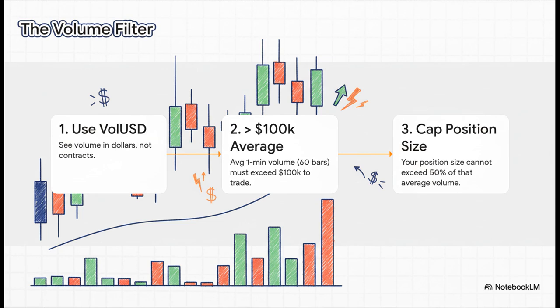1. Switch your indicator to vol USD, because we care about the dollar value being moved, not just the number of coins. 2. The average volume on the 1-minute chart over the last hour has to be more than $100,000. If it's not, you don't even look at it. And 3, your own position size should never be more than half of that number. This just makes sure you can get in and out without moving the market against yourself.